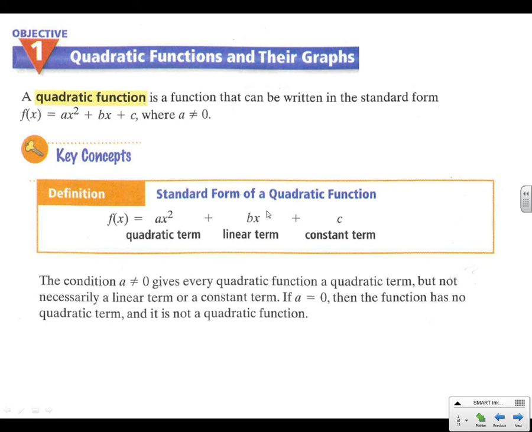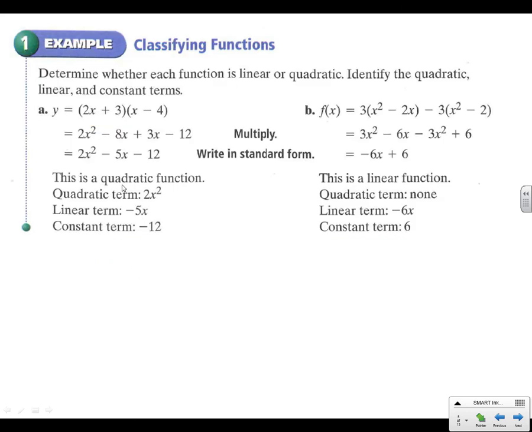You don't have to have an x. You don't have to have a constant. As long as you have x squared, you're going to be a quadratic. And no x cubed. Can't be bigger than x squared. X squared has got to be your biggest exponent. All right, I think we've got that. Let's move on into classifying these.